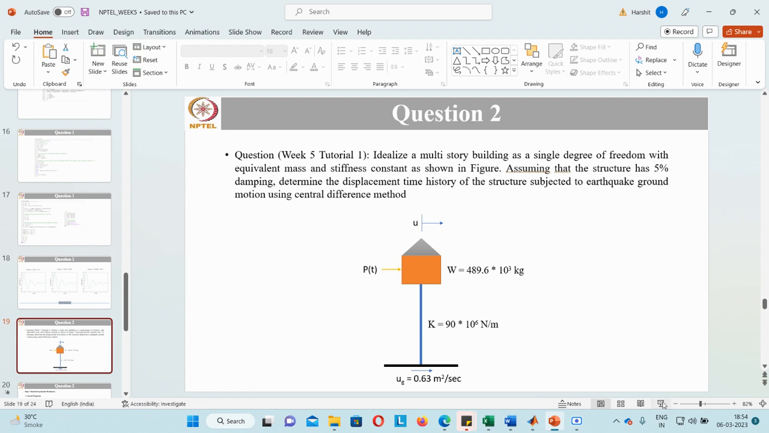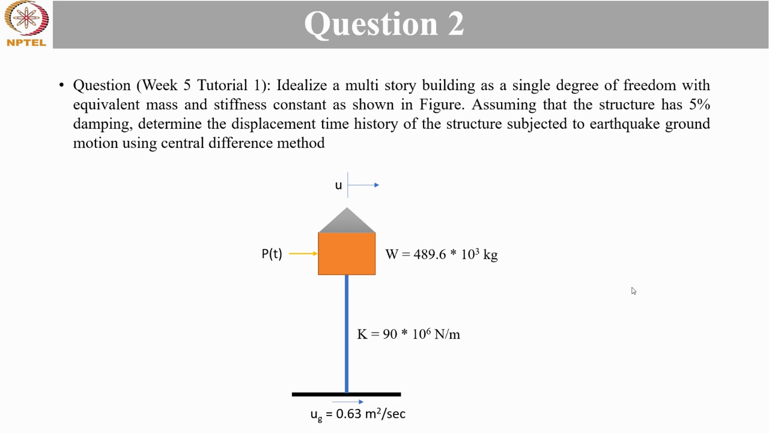Okay, so let's see this question now. What this question says is based on the week 5 tutorial one. So what was that question? Idealize a multi-story building as a single degree of freedom system with equivalent mass and stiffness constant as shown in the figure. Assuming that the structure has 5% damping, determine the displacement time history of the structure subject to earthquake ground motion using the central difference method. So in the first question we saw Newmark's method.